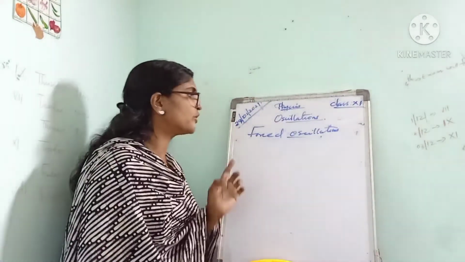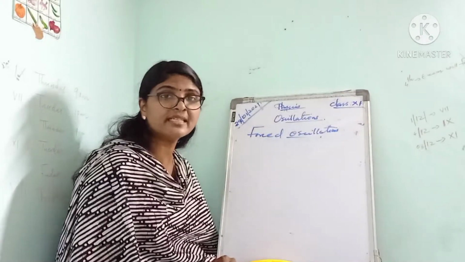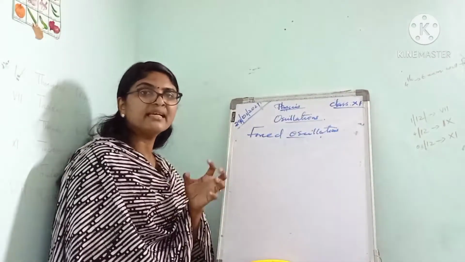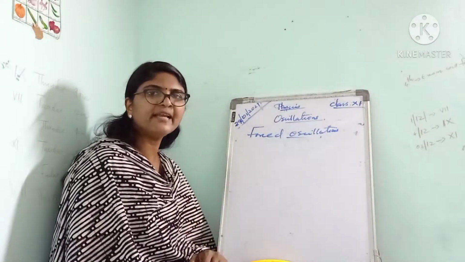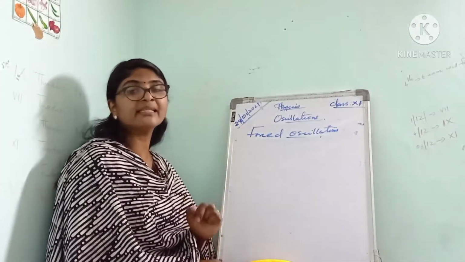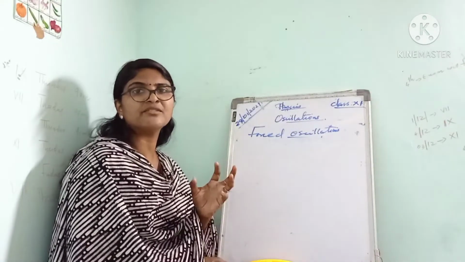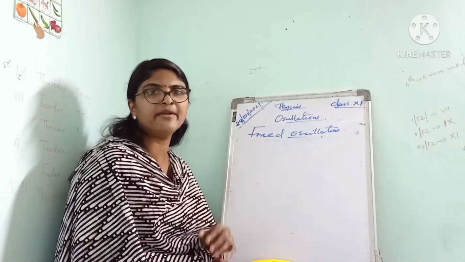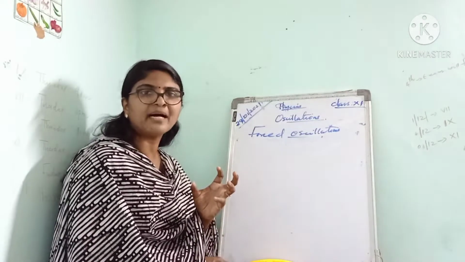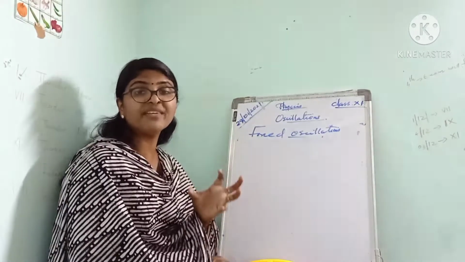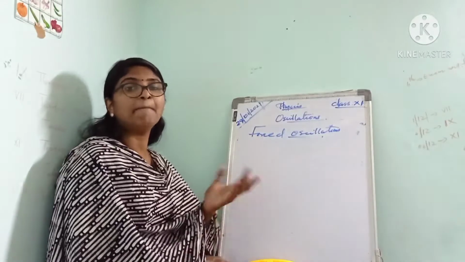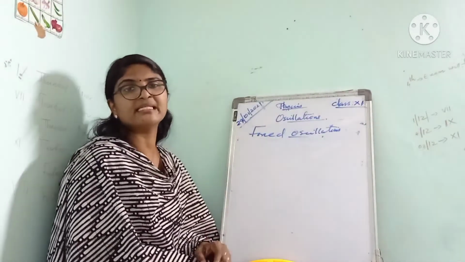Next about forced oscillation. Next about what? Forced oscillation. Suppose the oscillation is under the influence of an external periodic force, then the particle vibrates not with its natural frequency but with the frequency of the external force.